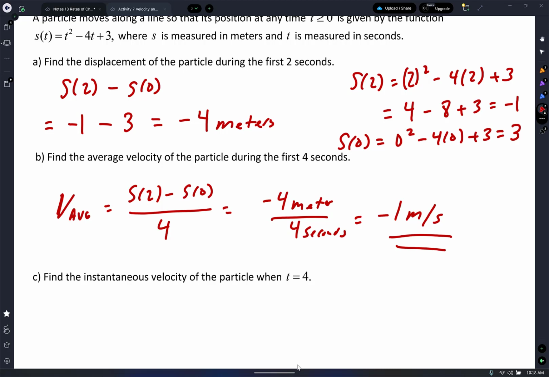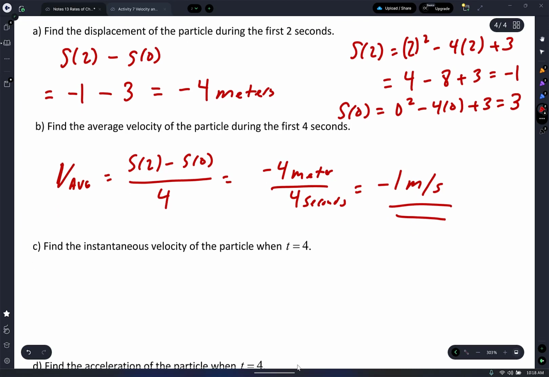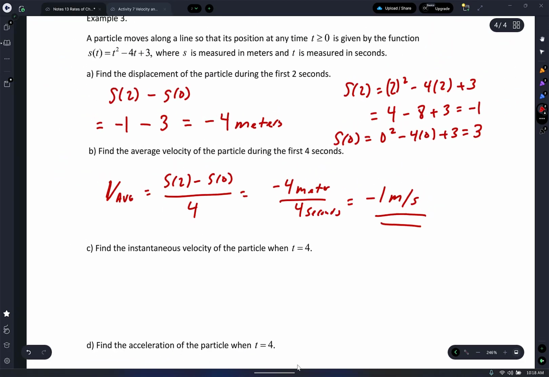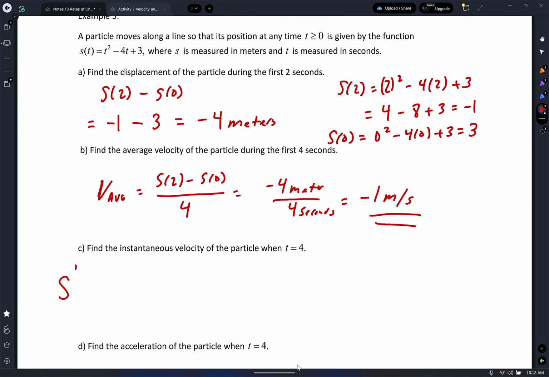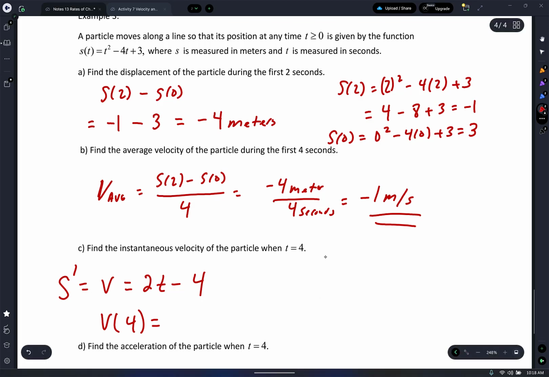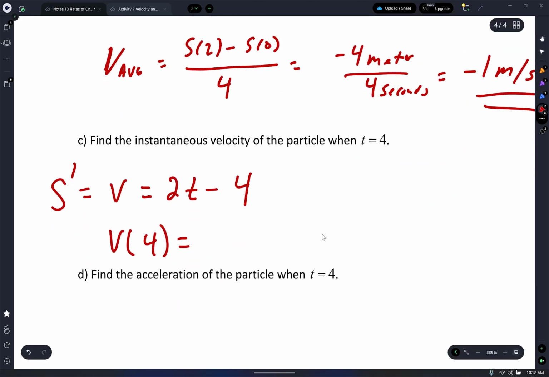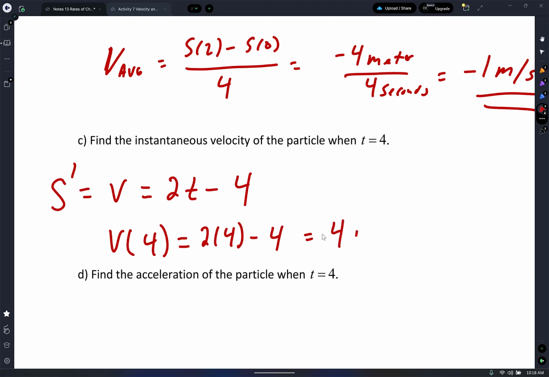Do we understand the difference between average and instantaneous? Okay, that's my average. Find the instantaneous velocity. How do I find instantaneous? I take a what? Derivative. So I get my equation. I'm going to say S prime equals V, which equals, what's the derivative of t squared with respect to t? 2t minus 4. So then I'm going to go V of 4, and I'll go slow so I can see you guys writing. And I'm just going to plug in a 4 wherever there's a t. 2 times 4 minus 4. 2 times 4 is 8. 8 minus 4 is 4. And then meters per second.